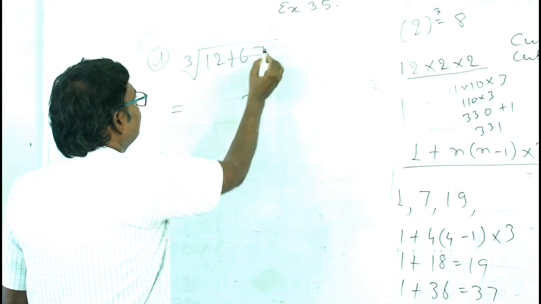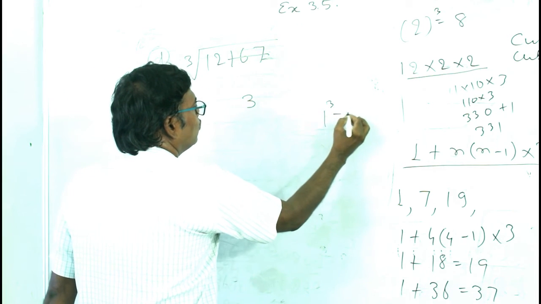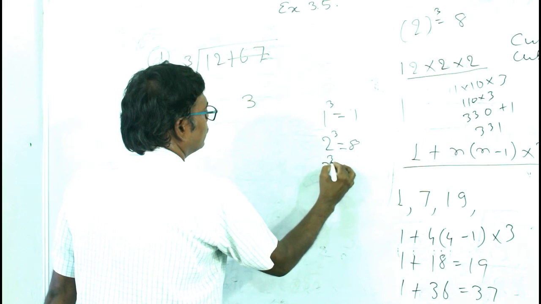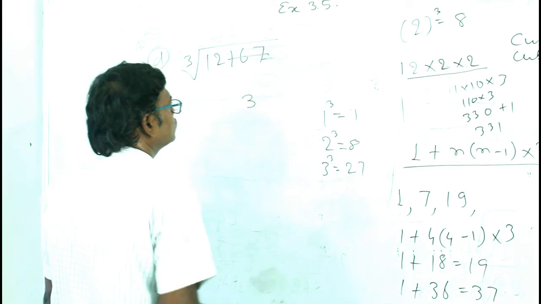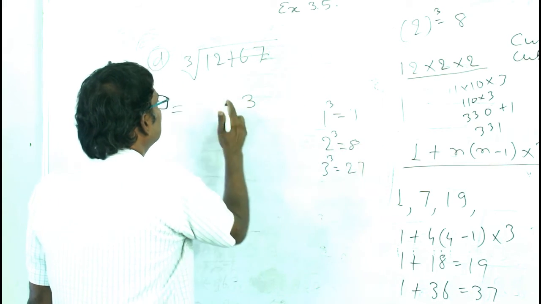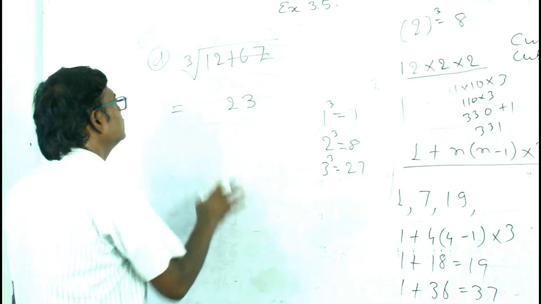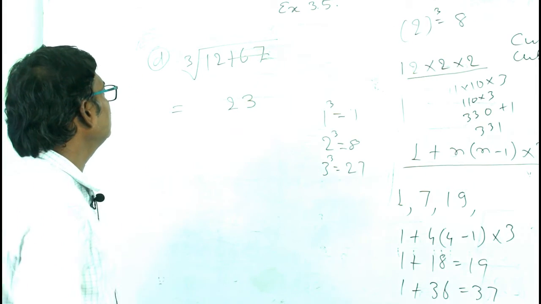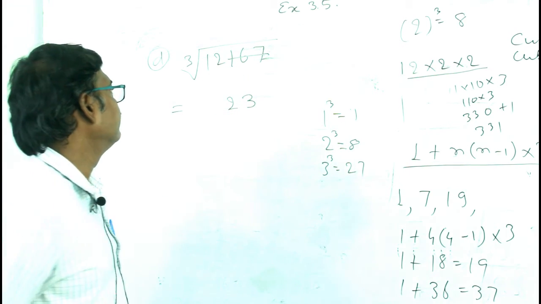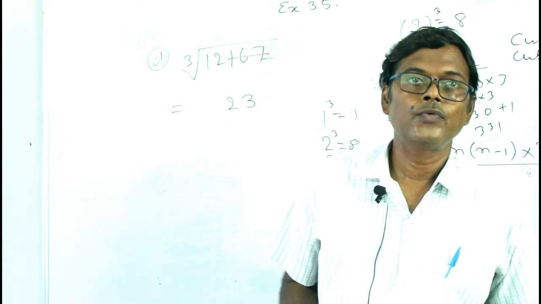Now cut this number. Now 12 is left here. You know that 1 cube equals 1, 2 cube equals 8, and 3 cube equals 27. Because 27 is bigger than 12, we will take 2 here. So the cube root of this number will be 23. 23 into 23 into 23 will be this number. Okay, so in this way we can find the cube root of any number.